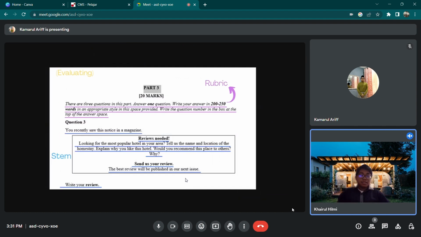Part 3, the learning standard is evaluating, and the rubric requires students to write 200 to 250 words in appropriate style. And the blue one is the stem, and I'm going to pass the presentation to my group members.